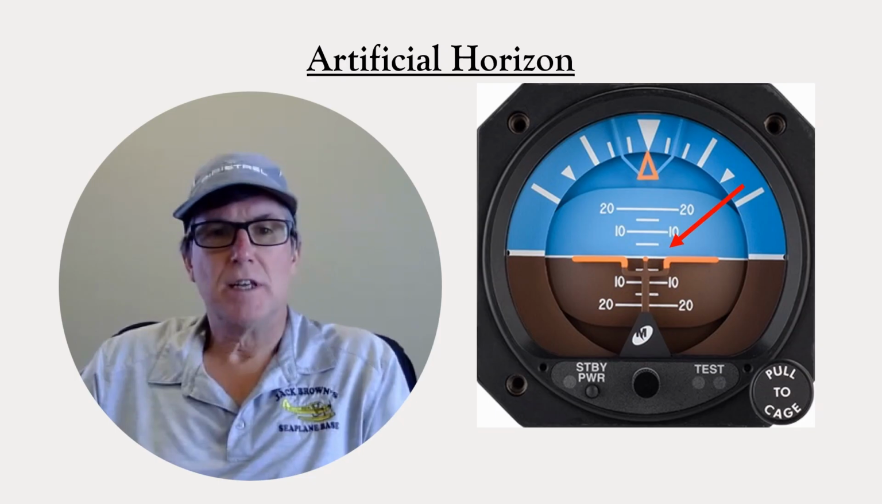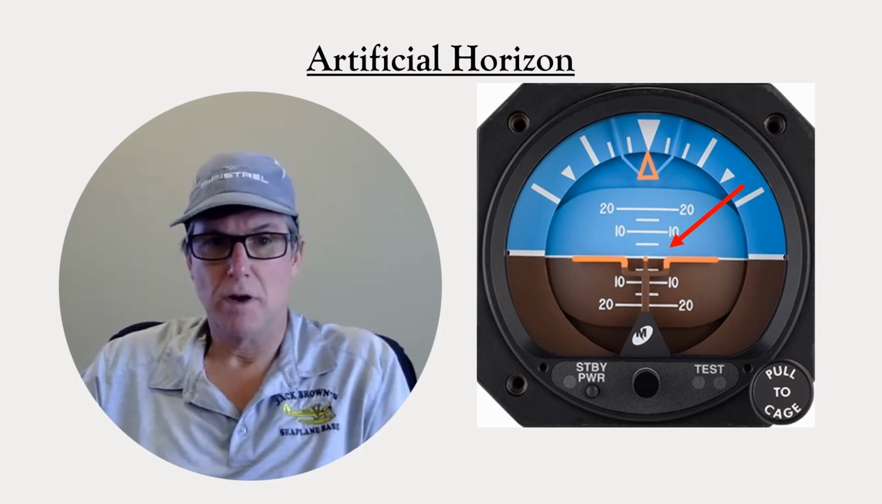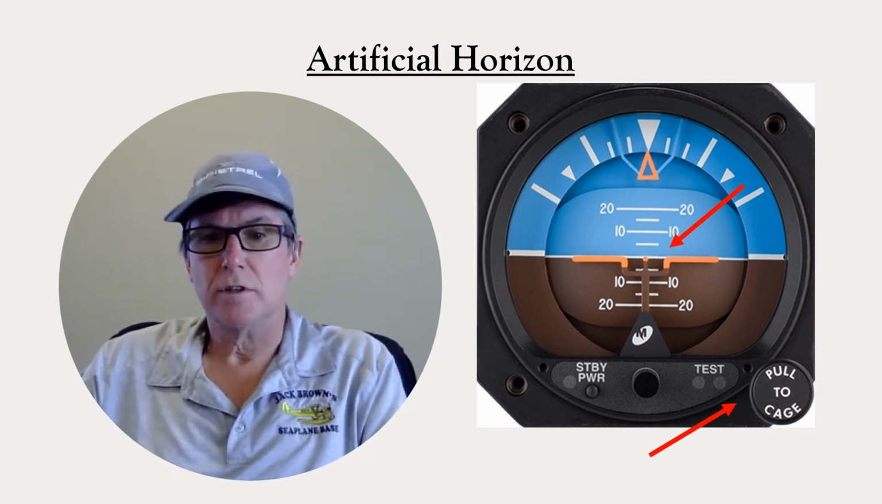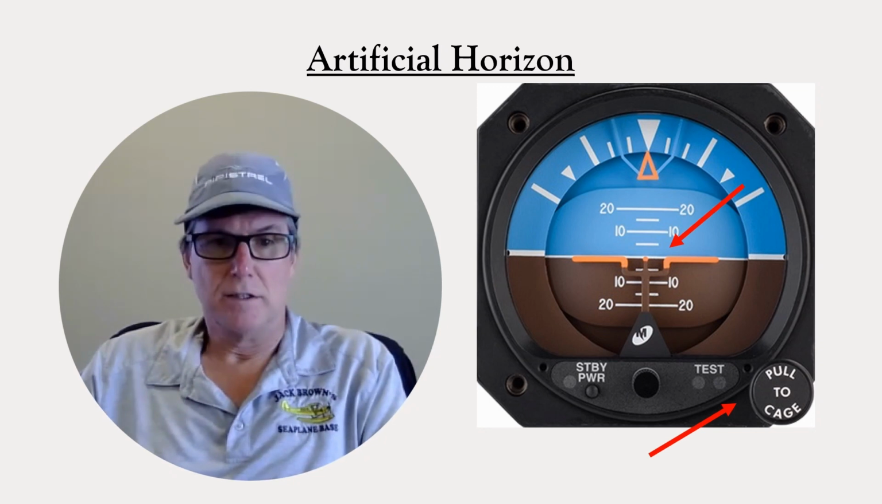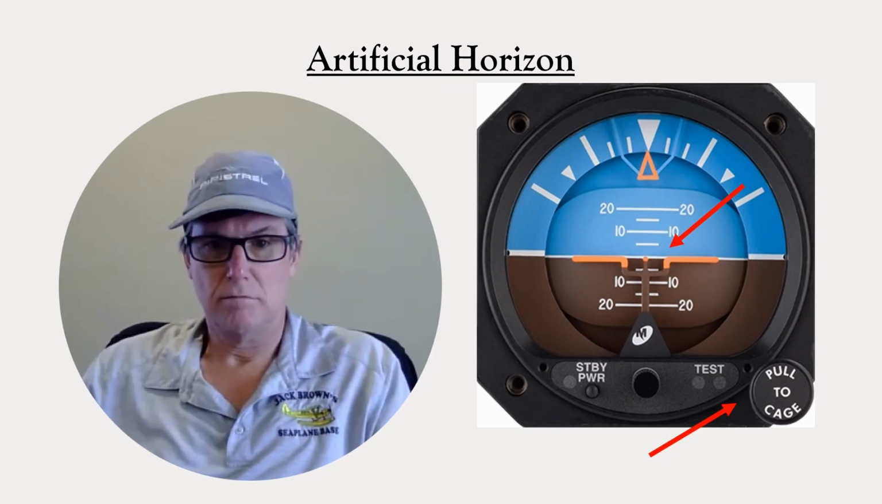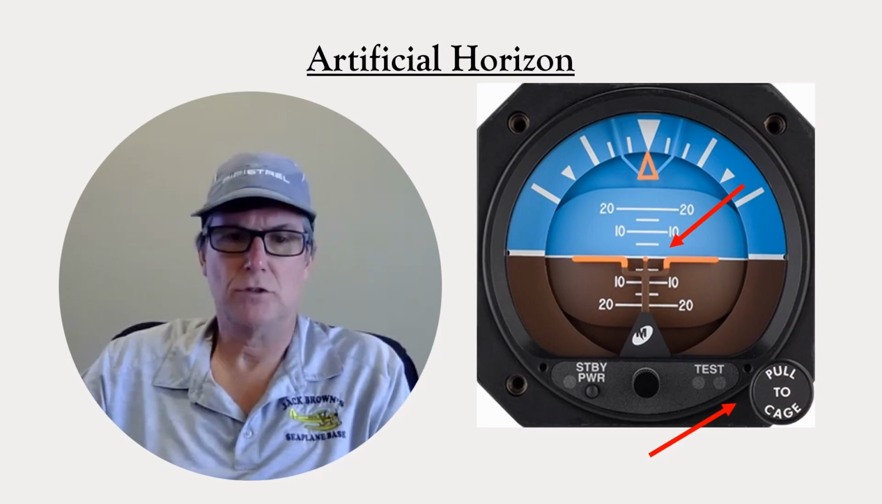The pitch is indicated by the marks on the central portion relative to that orange bar. The pilot can adjust the orange bar vertically by rotating this knob. That's useful for making the 0 point correspond to the target pitch attitude.